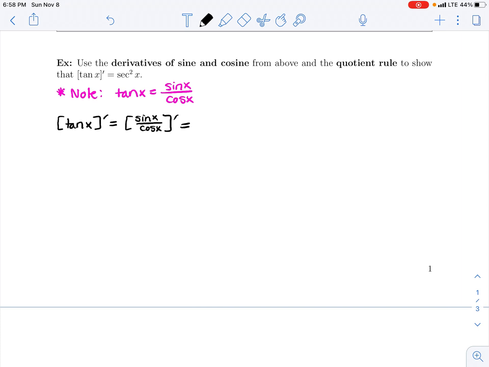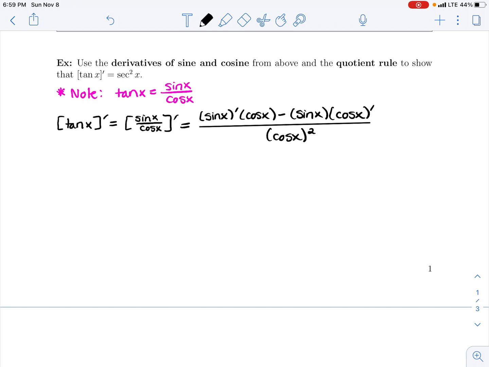And so now I want to apply the quotient rule. I remember that it's the derivative of the top times the bottom, minus the top times the derivative of the bottom, all over the bottom squared. If it helps you, you can think of low d high minus high d low all over low low. Alright, and you get the same answer.